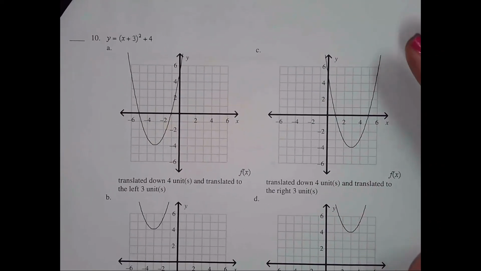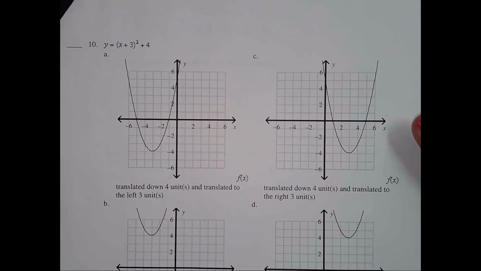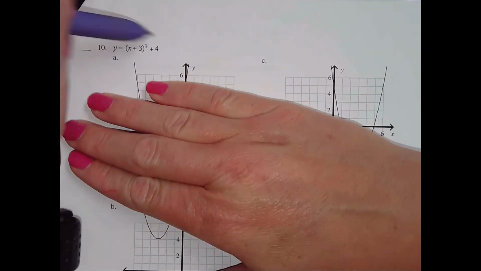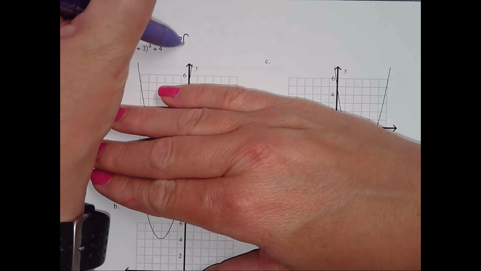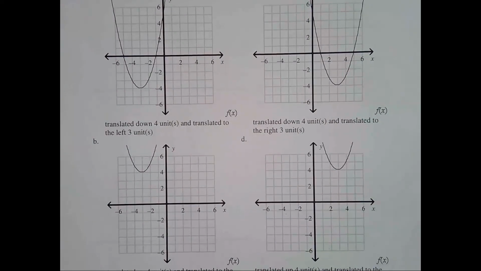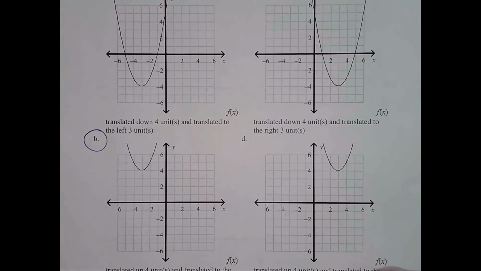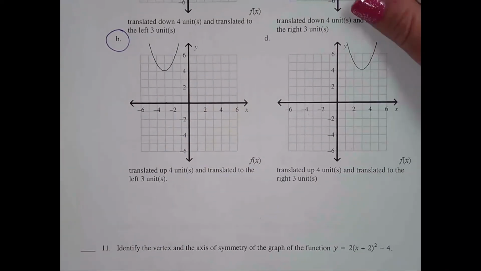Number 10. They want you to determine how these are translated and then figure out which graph actually has that. So without even looking at this, how does this move if I have x plus 3 squared plus 4? Left 3, up 4. Once you know that, then you can look down here to see which one has left 3, up 4. B? Yes, B. We move left 3, up 4. Good to go. Any questions there?